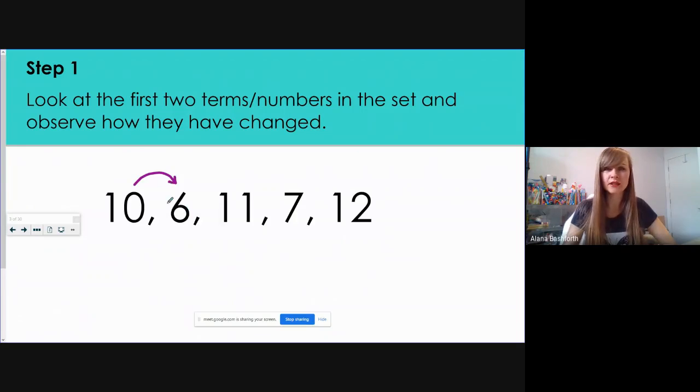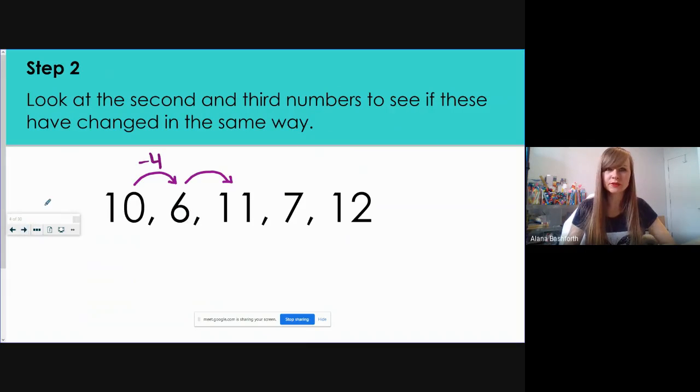When you're finding the pattern in a set of terms so that you can continue it, the first thing that you need to do is look at the first two terms or numbers in the set and observe how they have changed. I've drawn an arrow already. To get from 10 to 6, we're going to have to subtract because 10 is bigger than 6. So subtract 4. So 10 minus 4 equals 6.